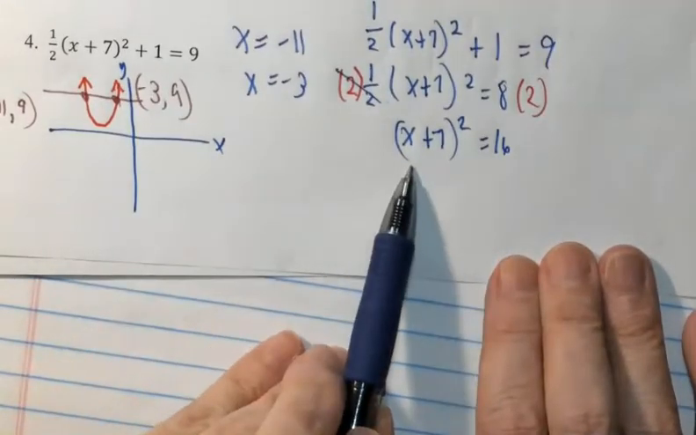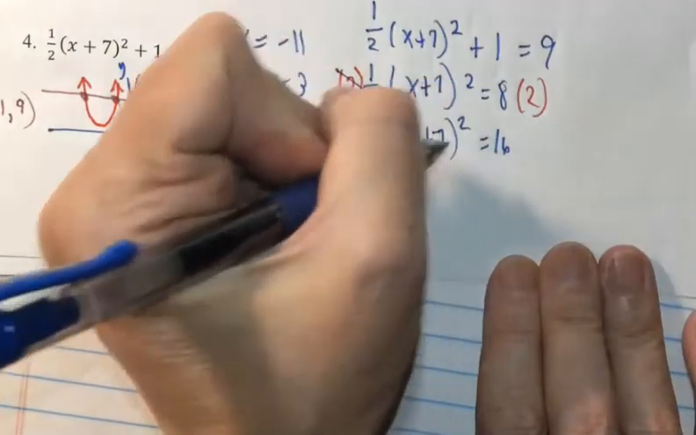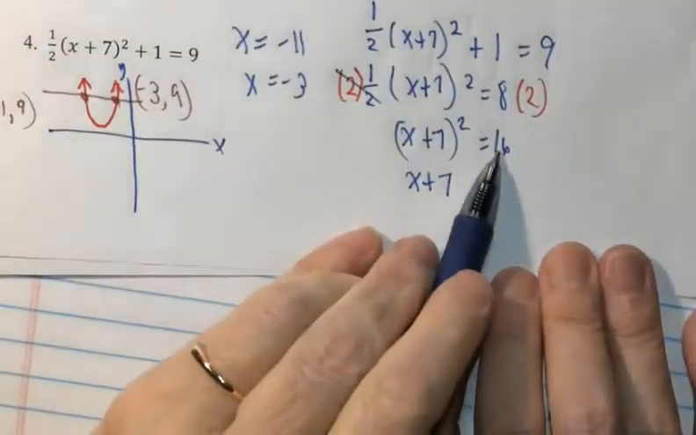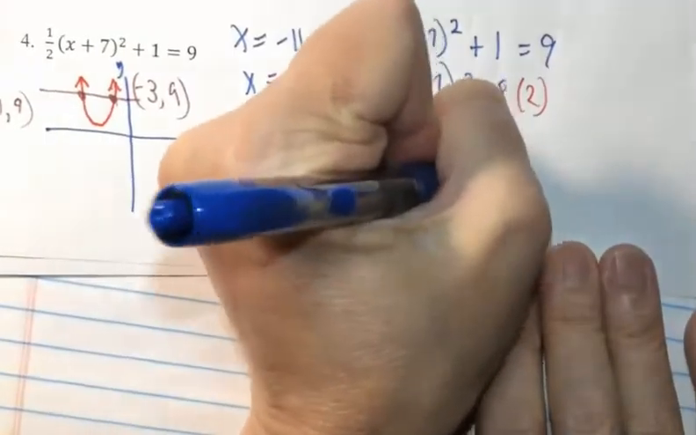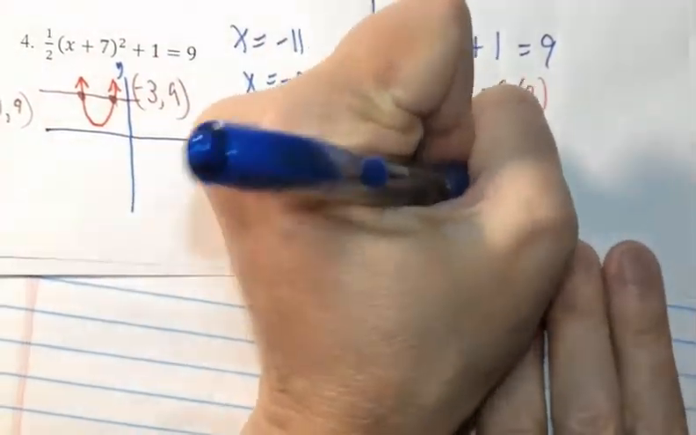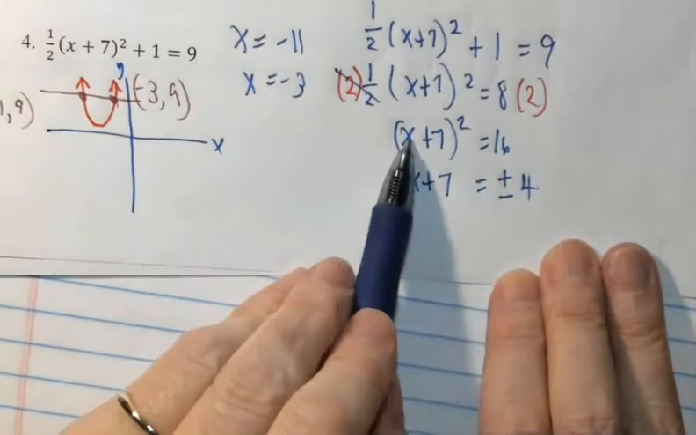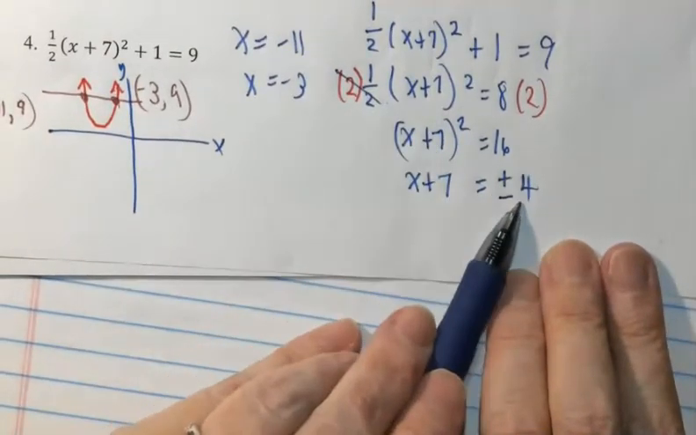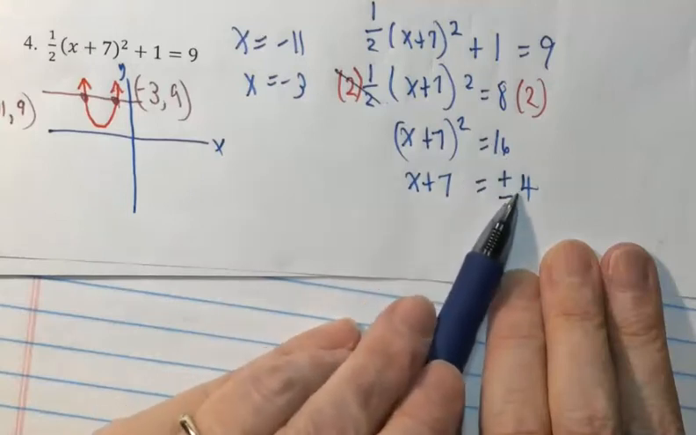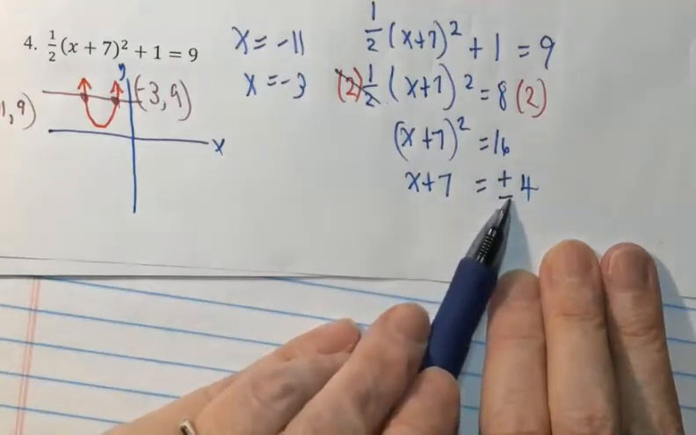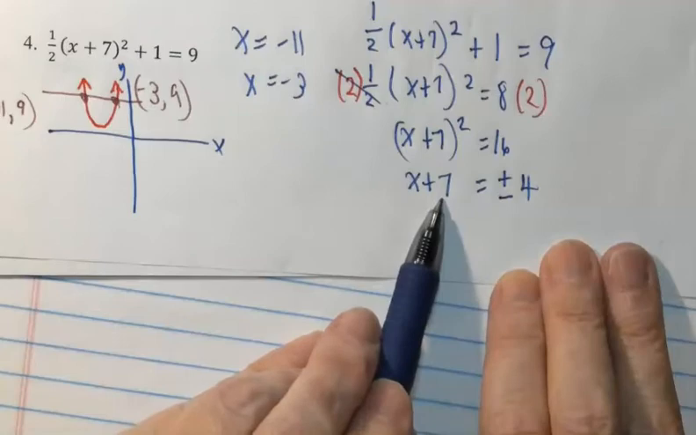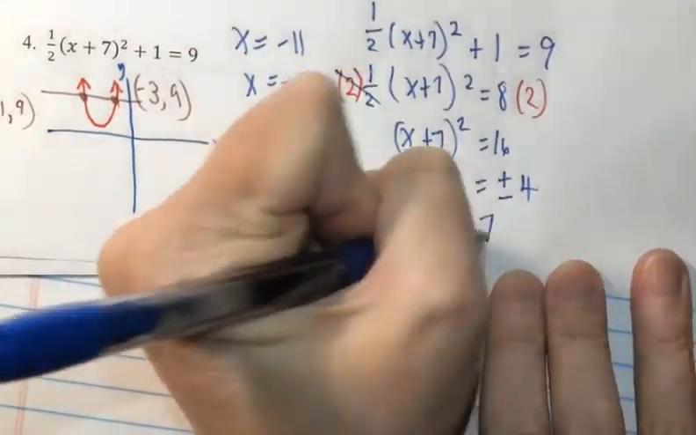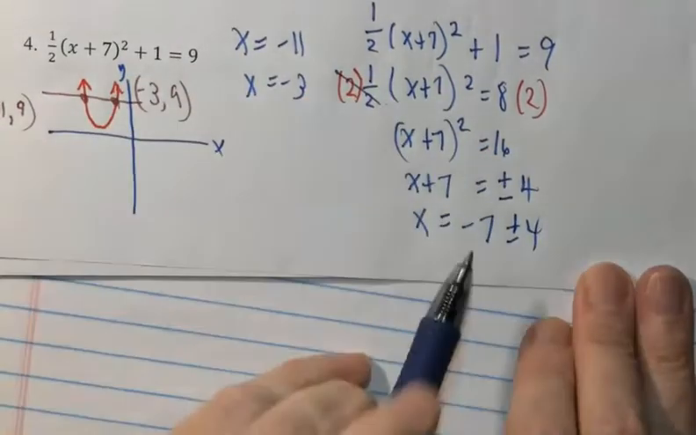So when you take the square root of x plus 7 squared, you just get x plus 7. And when you take the square root of 16, don't forget you need a plus and a minus, because you could have a positive 4 that was squared in here, and you could have a negative 4 squared in here to get your 16. So this number inside was either a positive or a negative 4. And then finally, you're going to subtract your 7. So x equals negative 7 plus or minus 4.